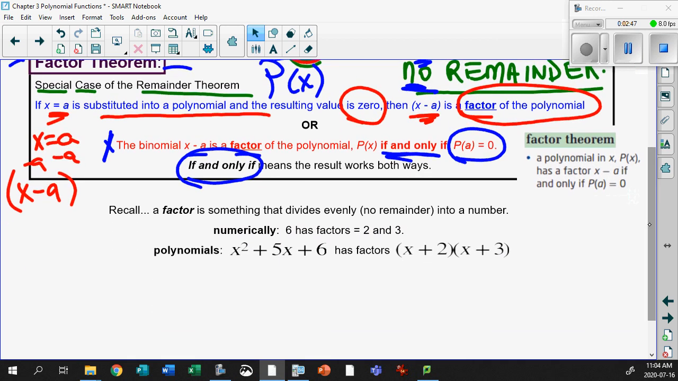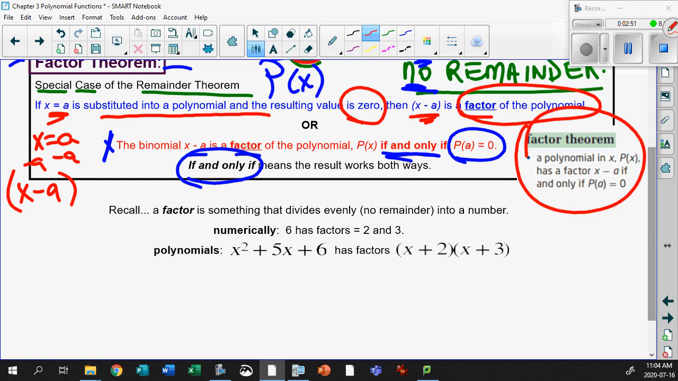Now, check this out. What does this mean? Well, this is from your textbook. Look how simple they put it. They say the polynomial in x, p of x, has a factor of x minus a if p of a equals 0. Yeah, we know that already. So let's go on with life.